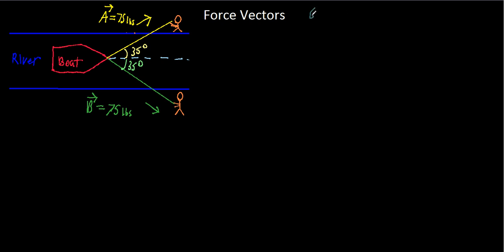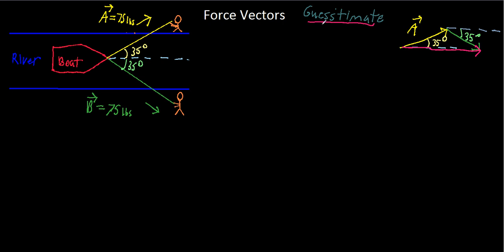Well, if I were to make a guesstimate, I would say that vector A, which is 35 degrees off the horizontal, and vector B, which is also 35 degrees off the horizontal. Well, since their magnitudes are equal and their angles are equal off the same axis, the y components of each should cancel out and it should go straight to the right. The x components should just add up and that'll be the total magnitude. And that's my guesstimate for this. Let's see if we're right.